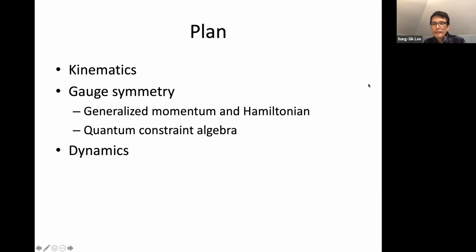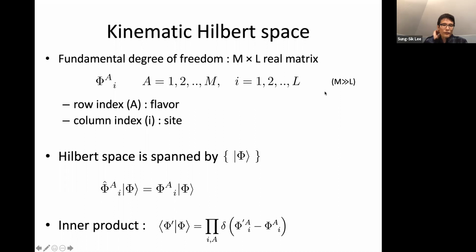So first, the kinematic structure. The fundamental degree of freedom of the theory is a real rectangular matrix. So it's an M by L real matrix, phi. Here, A, the row index, runs from 1 to M, and I, the column index, runs from 1 to L. I'm going to refer to row index A as a flavor and column index I as a site, because I'm going to regard this column index to represent a point in some spatial manifold. But for now, let's just take this as an M by L matrix.